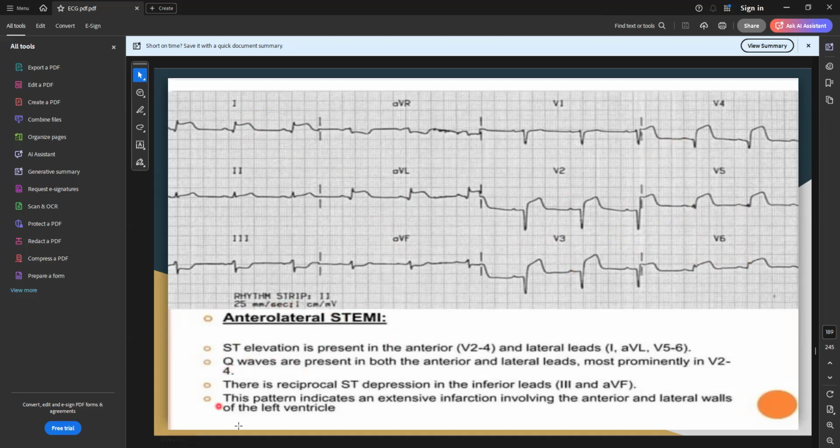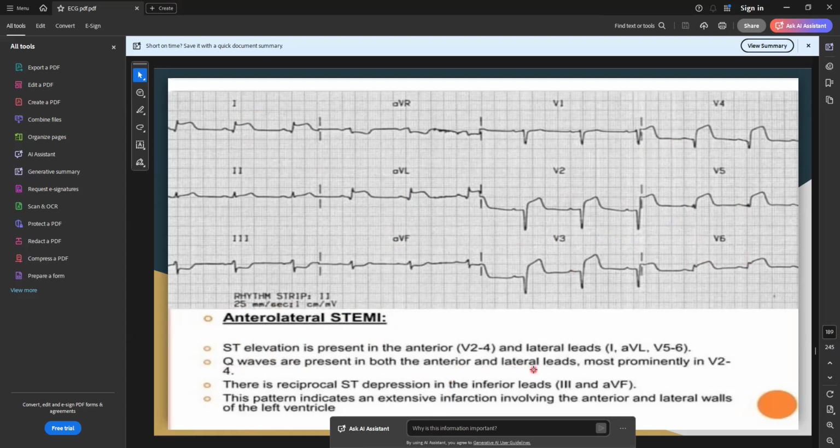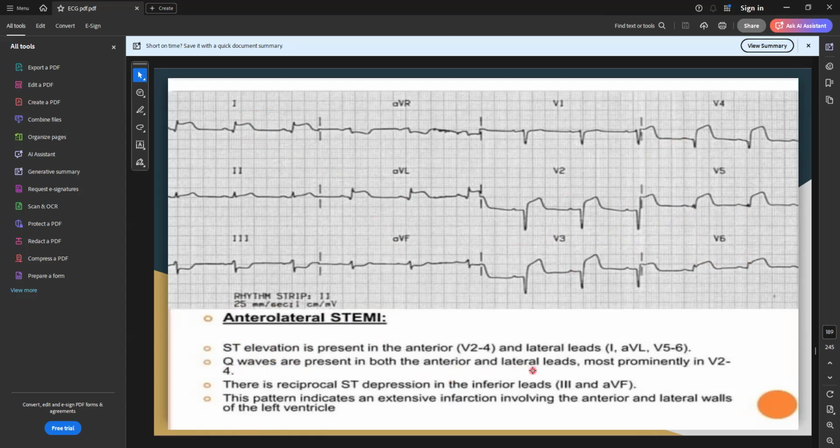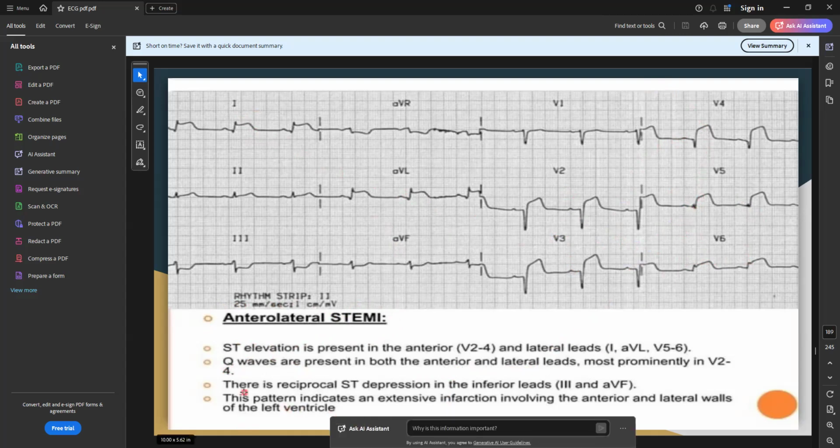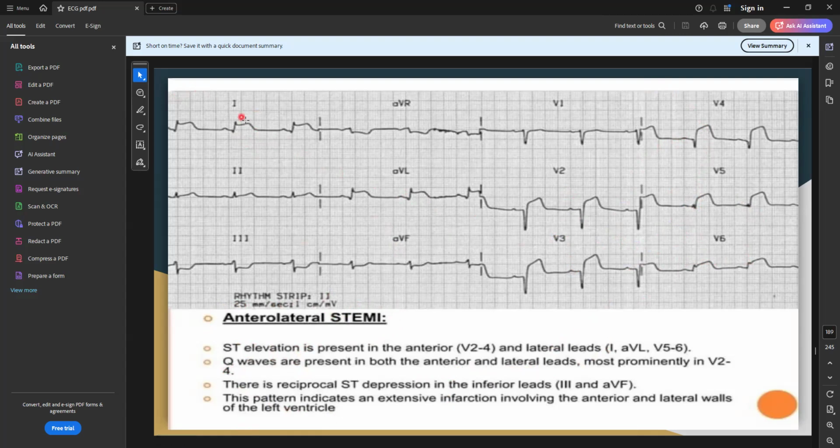Q waves are present in both the anterior and the lateral leads. Here you can see a small Q wave. It's very small. Okay, both. Anterolateral STEMI causes ST elevation in both the anterior and lateral anatomical leads.